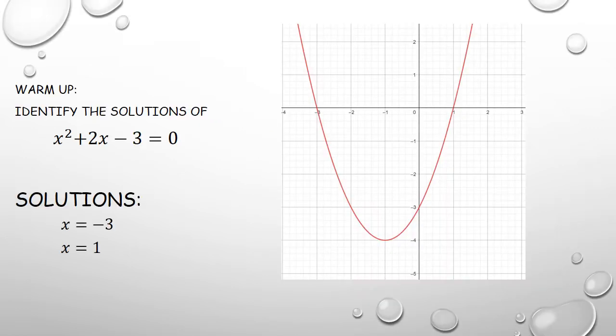Warm-up activity. Identify the solutions of x squared plus 2x minus 3 equals 0. I gave you the parabola. All you have to do is pick out the solutions. Remember that the solution is the point of intersection between the parabola and the x-axis, which is the x-intercept. Here I have 2 points of intersection. This means I have 2 solutions. The first one is x equals negative 3, and the second one is x equals 1.